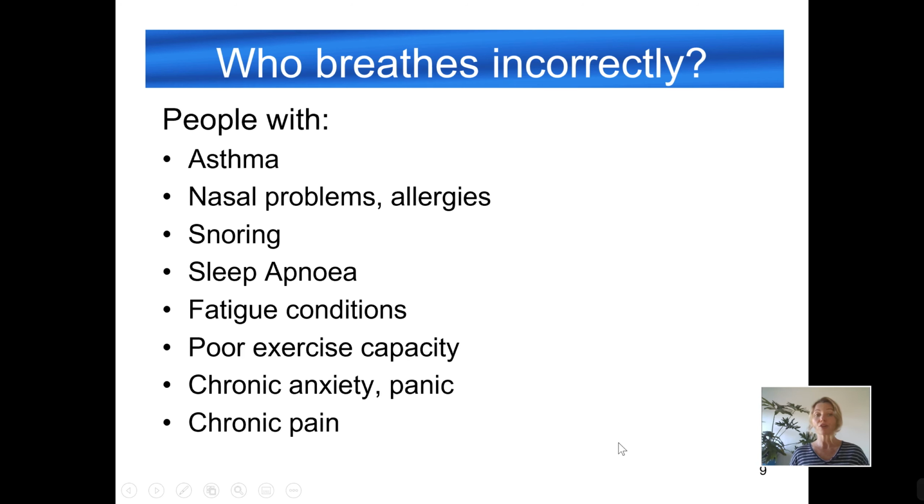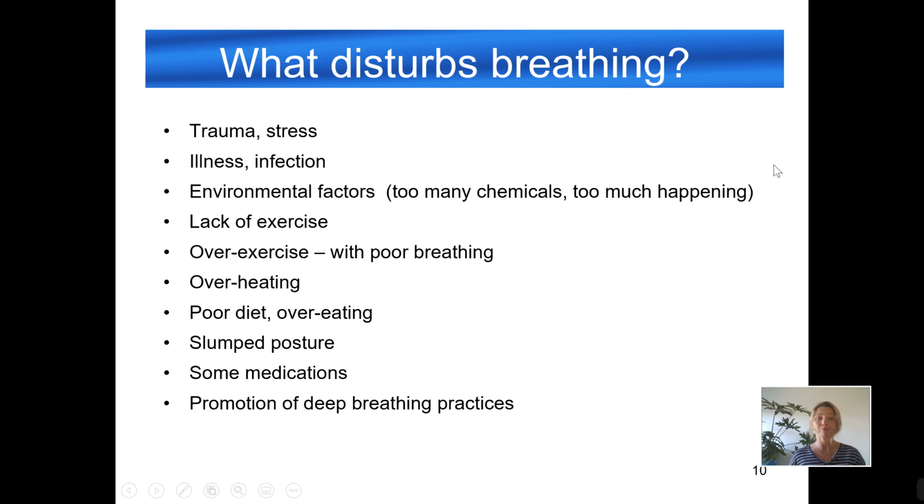So as physiotherapists, this is where we're really interested. People that have got this chronic stress, chronic pain, possibly poor exercise capacity as well. So we really want to help you get a correct breathing pattern so we can help these things as well. Stress is the big one. So stress will definitely induce a poor breathing pattern. We'll talk a little bit more about that later.